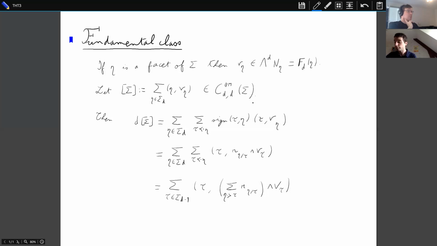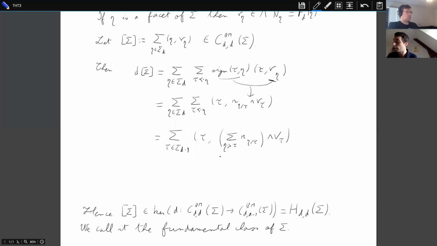And so now I can check that this is in fact a tropical cycle. It means that the boundary is zero. So I just compute the boundary. It's the sum over faces of codimension one, for each facet, of the sign of this. And by the definition of the sign, sign of tau nu eta is just this. It's really the definition of the sign. Now I can exchange both sums and I have this, which appears. And in fact, it's exactly by the balancing condition, this lives in two and two.